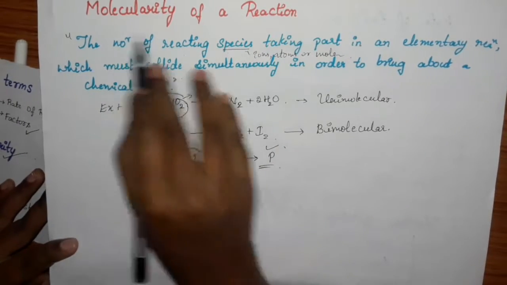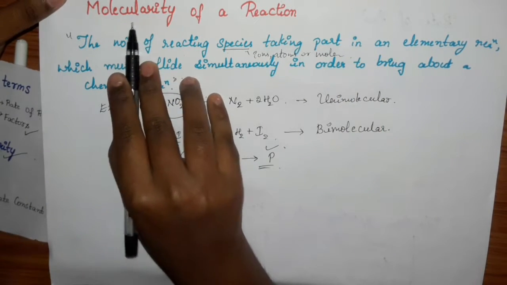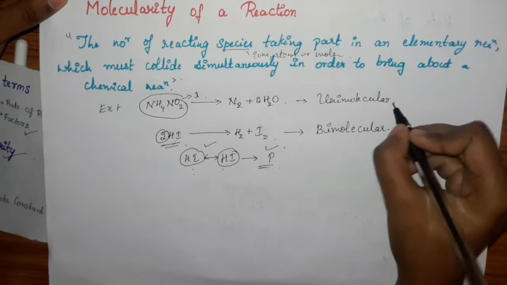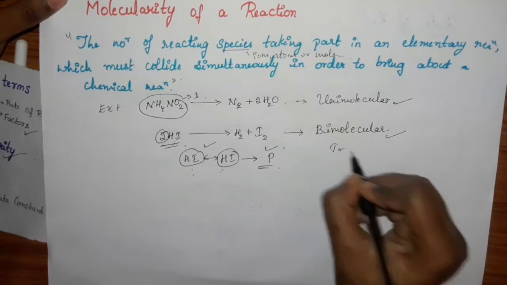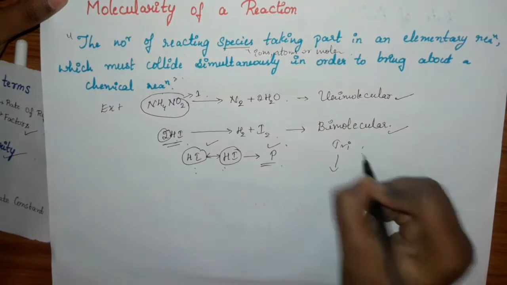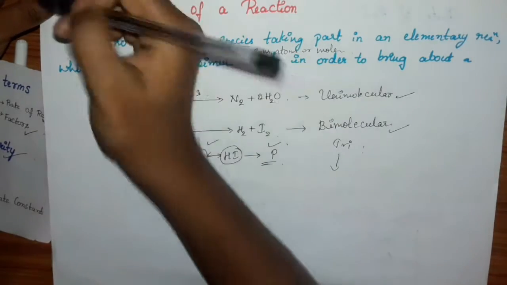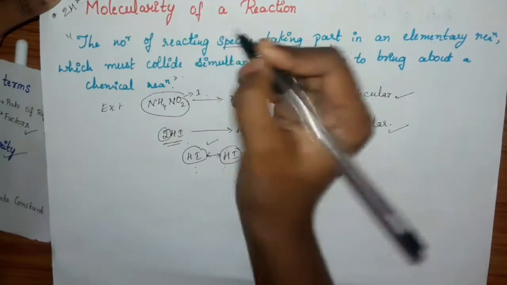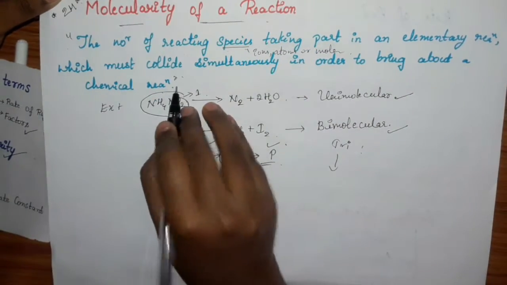This is how the definition says. You can consider the molecularity as nothing but the number of molecules involved in the reaction. Based on that, we can classify the reaction as unimolecular, bimolecular, trimolecular as follows. This is enough to say, but it may be asked for 2 marks. If asked to define molecularity of a reaction in your examination, you can write this definition.